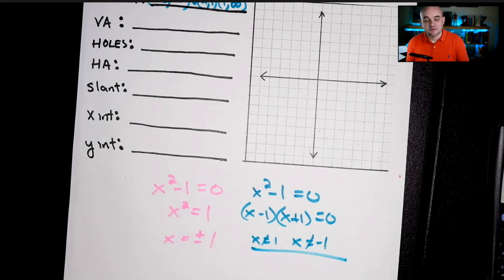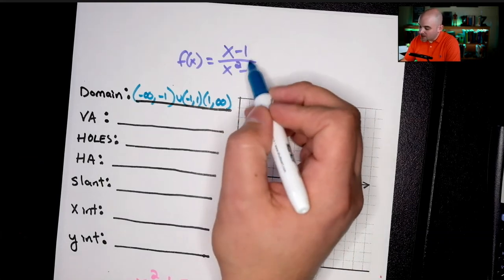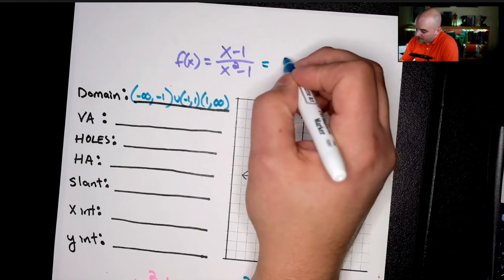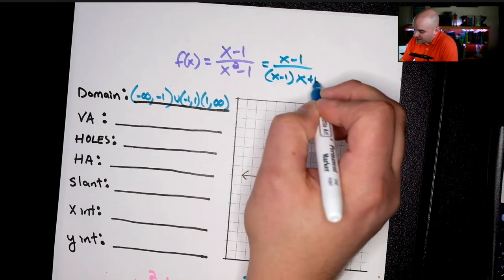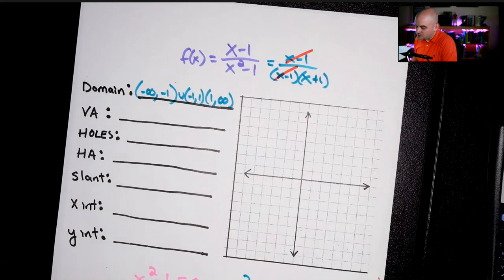Both could be vertical asymptotes, both could be holes, or one could be a vertical asymptote and one can be a hole. I've got to figure that out for myself. So I'm going to go back up here at the original function, see if anything cancels out when I do factor it. And we just factored the denominator. Let's do that again. I get x minus 1 times x plus 1. And maybe you're looking at this already and going, hey, I see something that will cancel. Because it does. Those two right there.